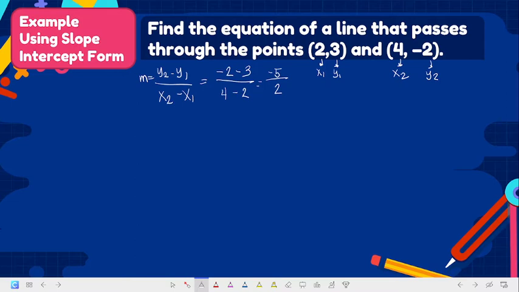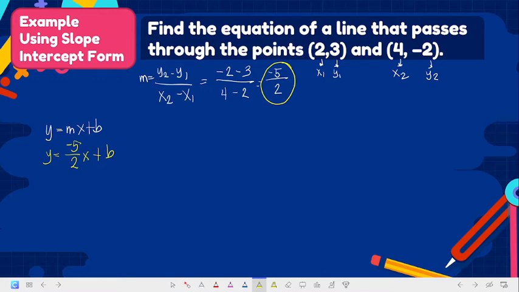So now that we have the slope, let's now write the formula for slope-intercept form, which is y is equal to mx plus b. So this is our slope. So we're now going to substitute that. So we have y is equal to negative 5 over 2x plus b. So we're now missing the y-intercept. To find the y-intercept, we're going to choose any of the 2 points. So you can use (2, 3) or (4, -2).